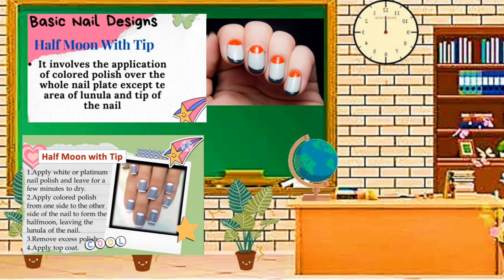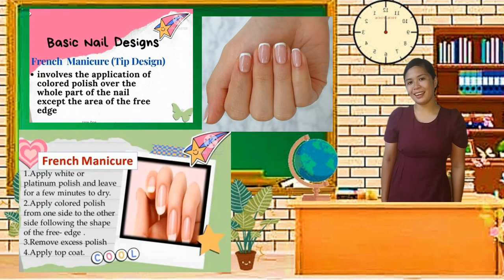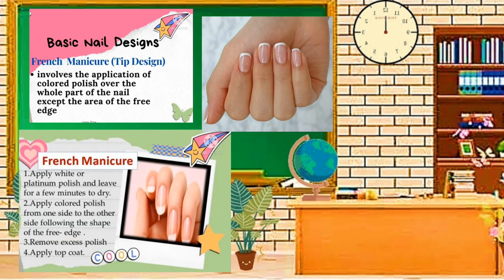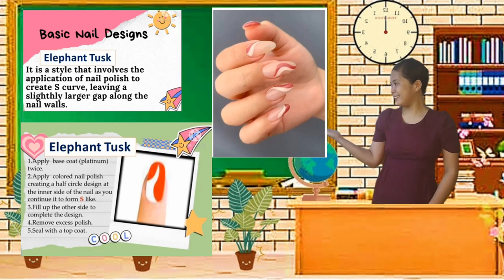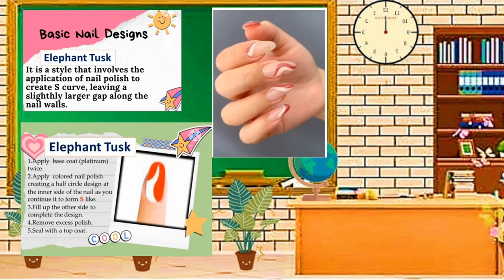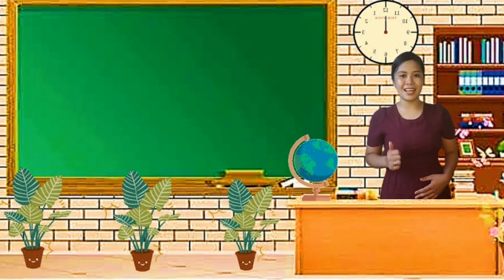The application of colored polish over the whole nail plate except the area of the lunula and the tip of the nail. Fourth is the French manicure. French manicure involves the application of the colored polish over the whole part of the nail except the area of the free edge. Fifth is the elephant tusk. Elephant tusk is a style that involves the application of nail polish to create an S-curve, leaving a slightly larger gap along the nail walls. Having beautiful and trendy nails can bring more self-confidence and boost your self-esteem.